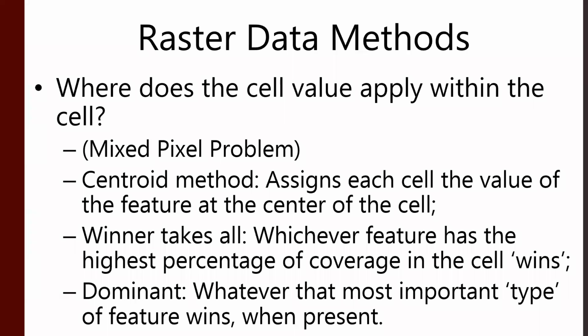So we have a centroid method, which assigns each cell the value of the feature at the center of the cell. So whatever's in the middle wins. We have winner takes all. Whichever feature has the highest percentage of coverage in the cell wins. So we can say, oh, that cell is mostly water. It's a water cell. We also have dominant decision-making. Important types win. Well, water is dominant. If there's any water in the cell, that's a water cell.